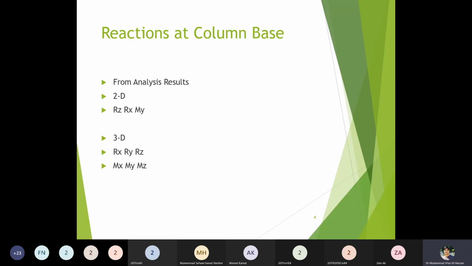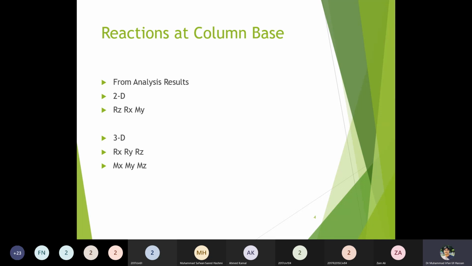Now, what kind of reactions are basically developed at the base of the column? In 2D, there are 3 reactions. In 3D, there are 6 reactions. When I am analyzing any 2D frame, the reactions are the vertical reaction, the horizontal reaction, and the moment. I have written Rz, which means the vertical reaction, Rx is the horizontal reaction, and if Rx and Rz are present, the moment about the third axis, My, will be present.